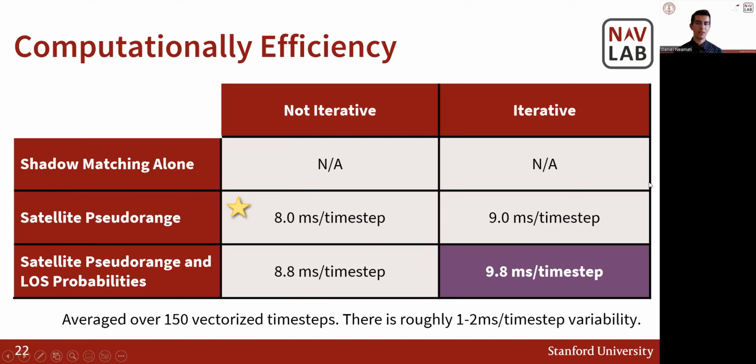In terms of computational efficiency, we find that our filter is very fast, arriving at the prediction in only 9.8 milliseconds per time step. And we see that dropping information reduces the time, though it's roughly the same time per time step because there's roughly 1 to 2 milliseconds of variability. So we see that it's very computationally efficient.